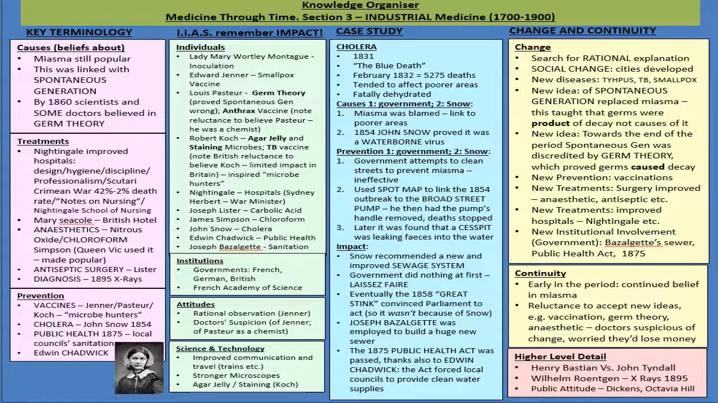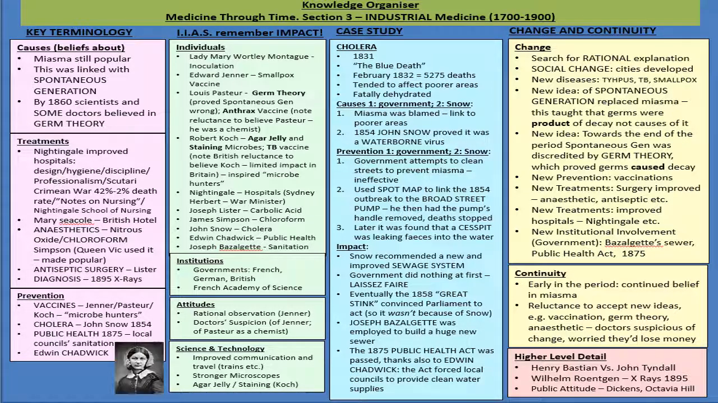Lastly, science and technology. We've got improved communication and travel, trains, which meant that these people could meet for the first time. Remember, 1881, this big conference where Koch and Lister and Pasteur met and exchanged ideas. Stronger microscopes meant that Koch and Pasteur could see the different bacteria. Koch could stain them and look at them using agar jelly. Okay. Moving on to the case study then, quickly.